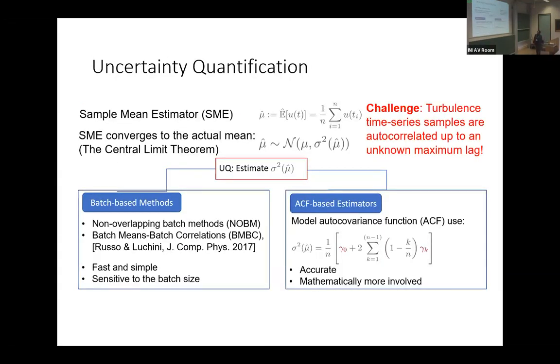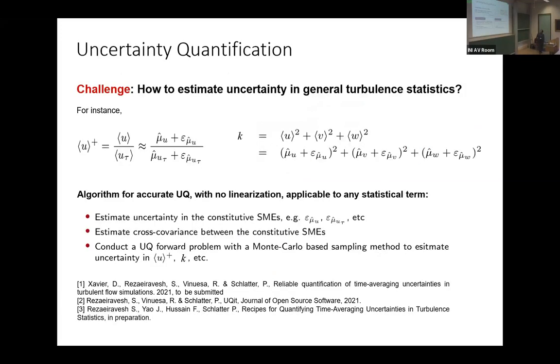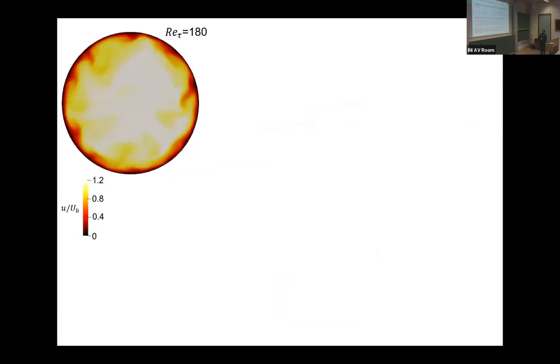We also included aspects of uncertainty quantification, just to make sure that we have proper error bars for the temporal convergence of the statistics. We went with a method which is based on modeling the autocovariance function for our sample mean estimators, which then made it possible to also get proper error bounds for more complicated quantities, like for instance plus scaled velocities, where you can have an error both in the mean velocity but also in the u tau.